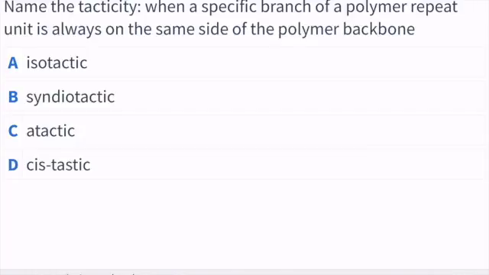All right, so when we have all of the side groups on the same side, that's iso. So it'd be A, isotactic. Syndiotactic would be alternating sides in a repeating pattern, and atactic would be alternating sides but randomly alternating. Okay, so the answer to this would be isotactic.